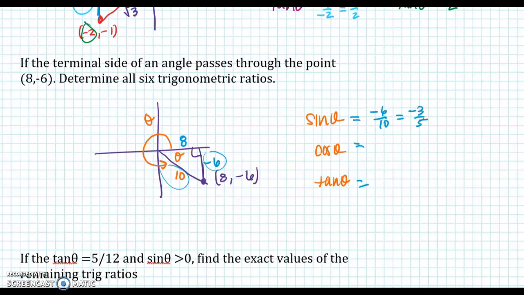Hey, it's the same as the first one. How convenient. And the cosine is 8 over 10, your x over your hypotenuse, which is going to be 4 over 5. And your tangent is going to be negative 6 over 8, which is negative 3 over 4. And then your secant, cosecant, and cotangent, your reciprocals, you can just flip those.